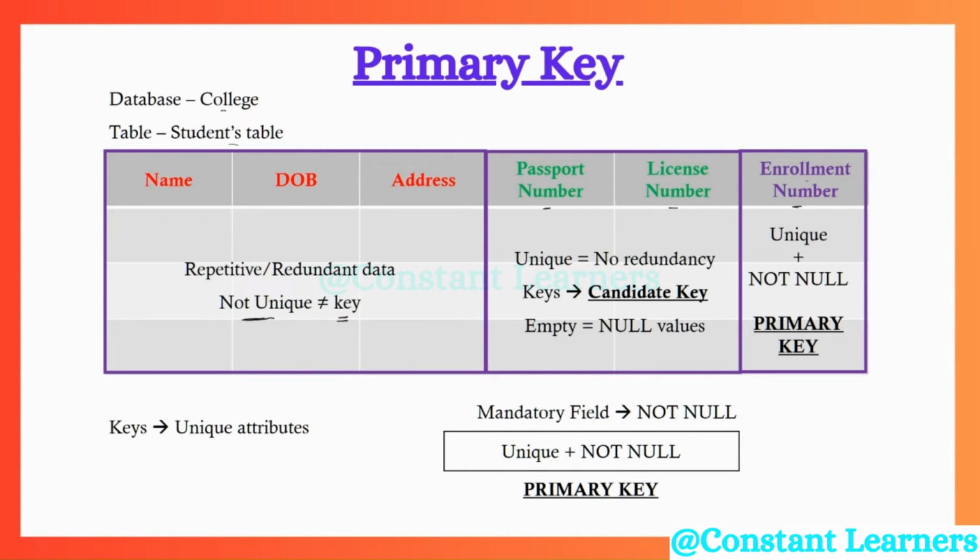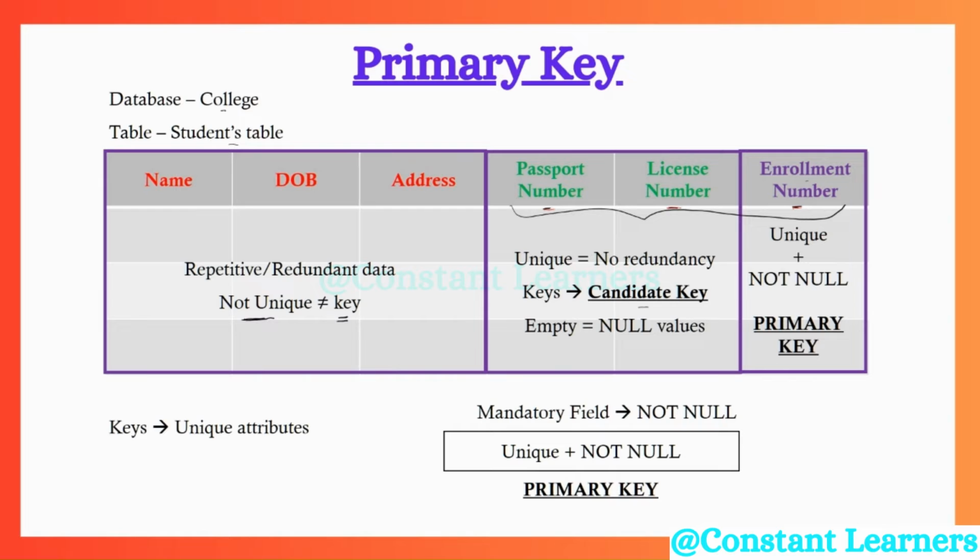That means passport number, license number is going to be unique. Also, enrollment number, with every student that is enrolling in the course, he is going to have a unique enrollment number. No 2 students will have the same enrollment number. That means all these 3 attributes are unique. When the attributes are unique, they are eligible to become the keys. And in this case, they are candidate keys. So here we have 3 candidate keys: passport number, license number, and enrollment number.